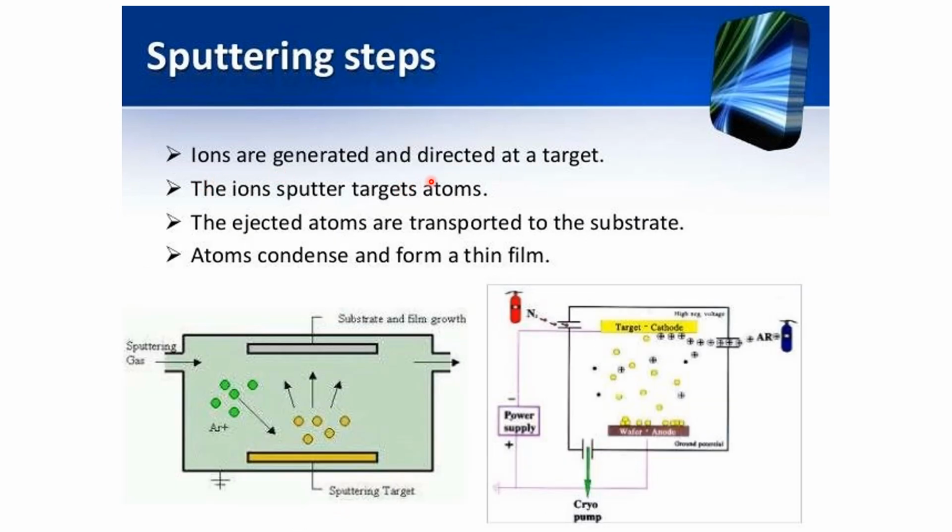Ions are generated and directed at the target as high energy ions. Suppose argon ions are there, and this is the sputtering target. They will strike, and then the atoms of this target will be ejected, transported to the substrate, and deposited on the substrate. And this is the actual system. Sometimes there is some sputtering gas, suppose nitrogen or some inert gas, used in this chamber.